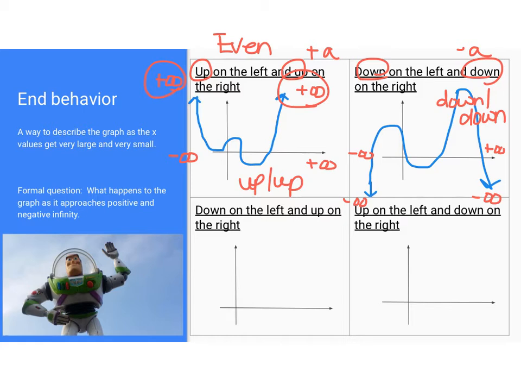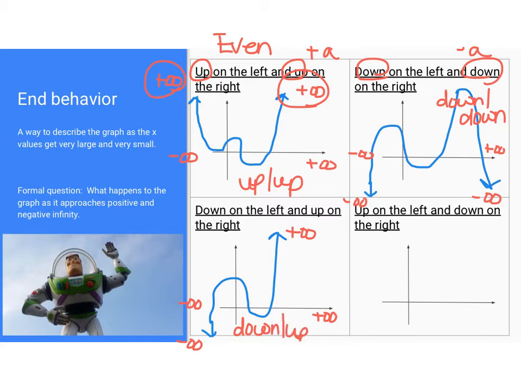The next one is down on the left and up on the right. So this time we're going to start down on the left. We're going to do something, and then we're going to end up on the right. Again, what happens in the middle is not important. As we look at this function, as x approaches negative infinity, the y is approaching negative infinity. As x approaches positive infinity, the y is approaching positive infinity. Again, when we interpret this graph, we would say down, up.